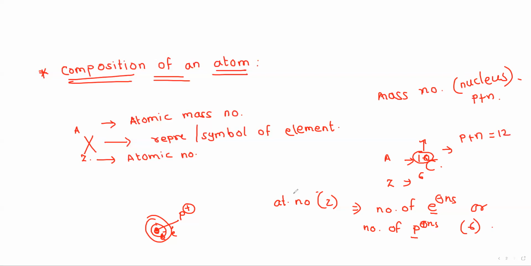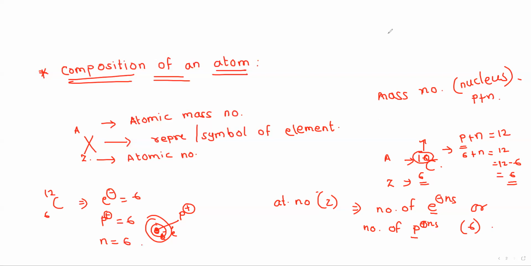Which means if there are 6 electrons, then what will be the number of protons? Protons will also be 6. Now we will calculate the number of neutrons. Neutrons will be 12 minus 6, which is equal to 6. So in this particular species, carbon-12, the number of electrons is 6, the number of protons is also 6, and the number of neutrons is also 6.